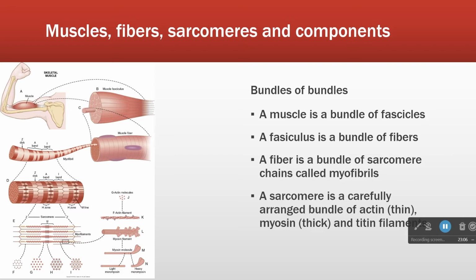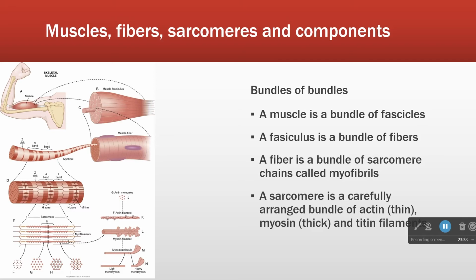synonymous with muscle cells. Remember, muscle cells are kind of weird cells because they start out as lots of smaller cells that join into these big supercells, right? It's why muscle fibers have many, many nuclei, for example. It's because they started life as many cells and they kind of combine together. So a fasciculus is a bundle of fibers. A fiber, in turn, is a bundle of sarcomere chains, right?